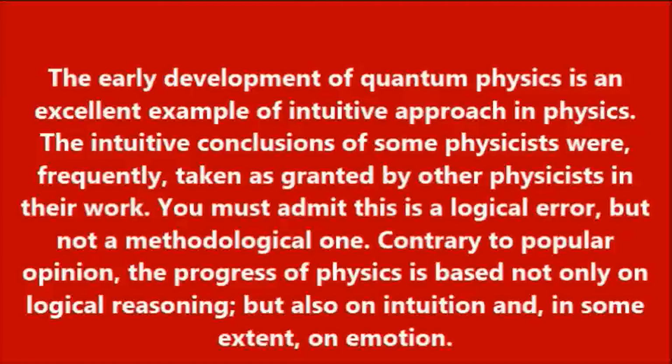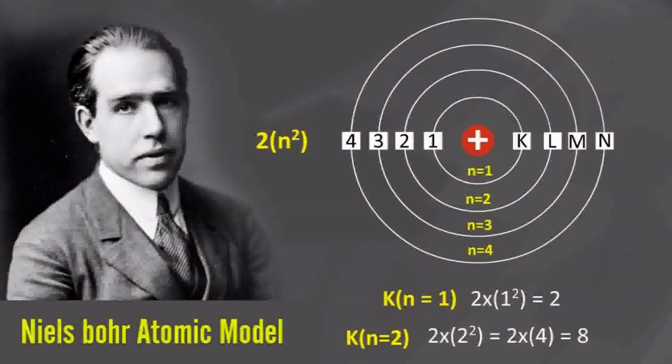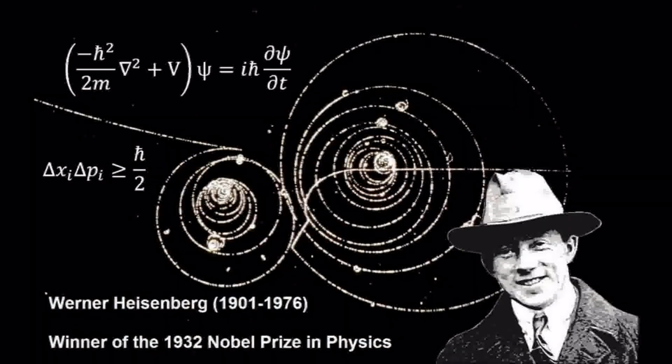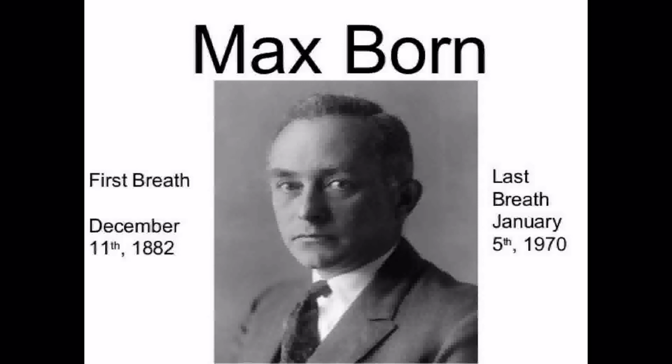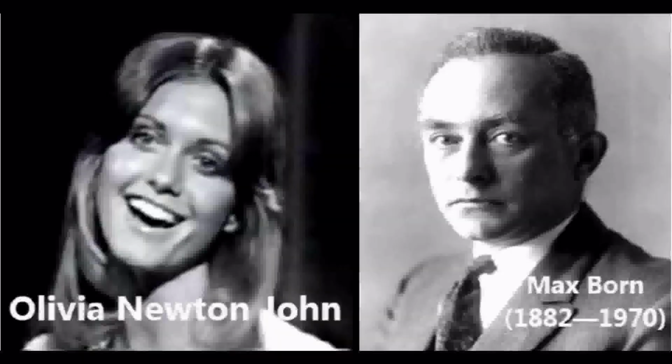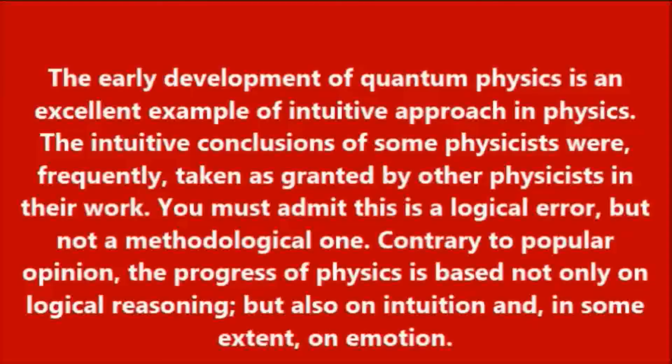The early development of quantum physics is an excellent example of intuitive approach in physics. The intuitive conclusions of some physicists were frequently taken as granted by other physicists in their work. This is a logical error, but not a methodological one. Contrary to popular opinion, the progress of physics is based not only on logical reasoning, but also on intuition and, to some extent, on emotion.